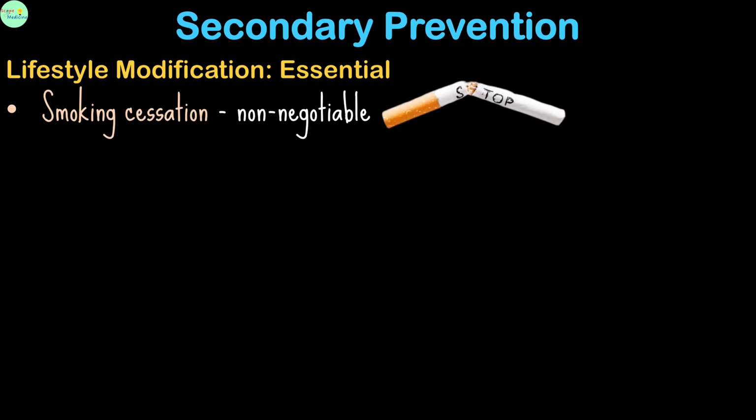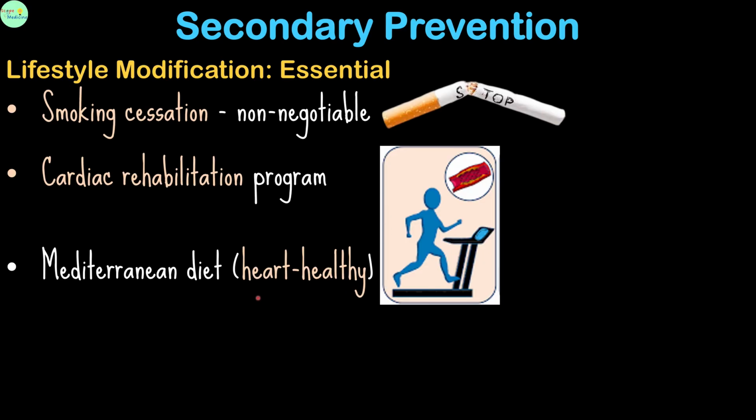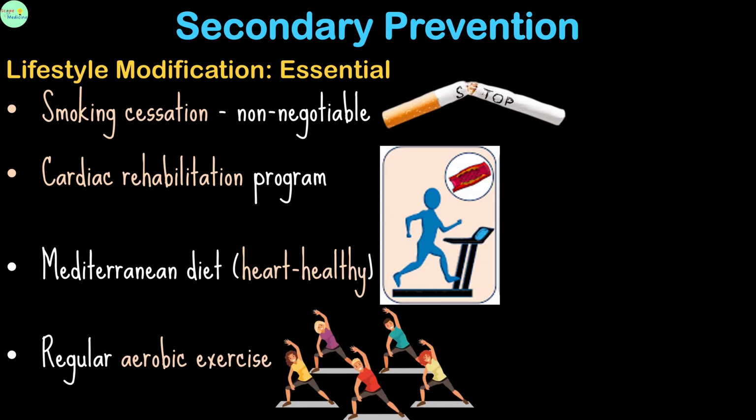Following the acute phase, secondary prevention and long-term management are critical to prevent another event. Lifestyle modification is foundational and includes mandatory smoking cessation, enrollment in cardiac rehabilitation, adopting a heart-healthy diet like the Mediterranean diet, and engaging in regular exercise.